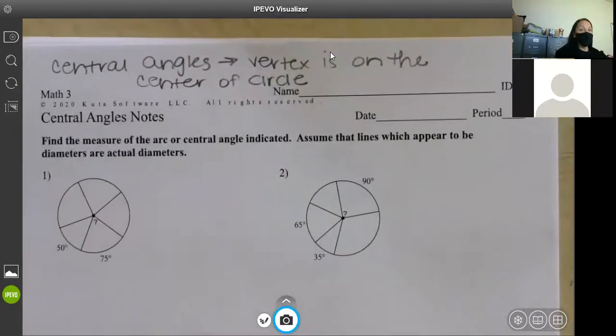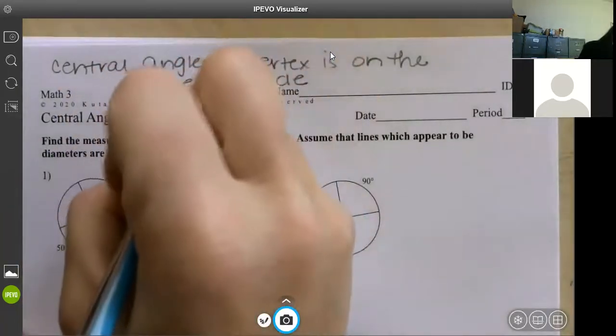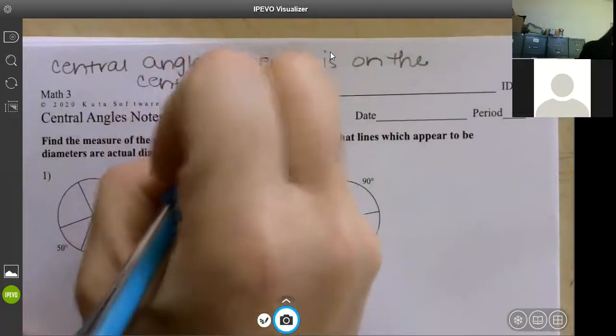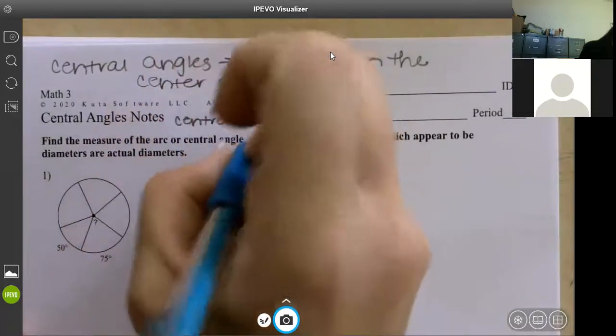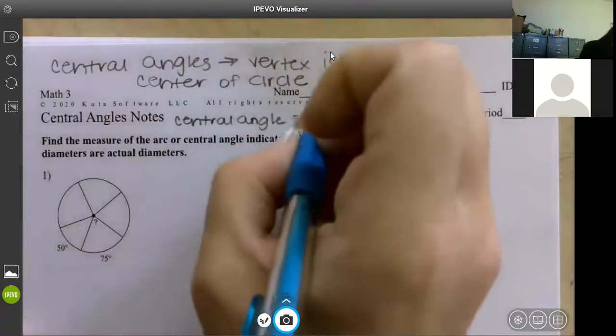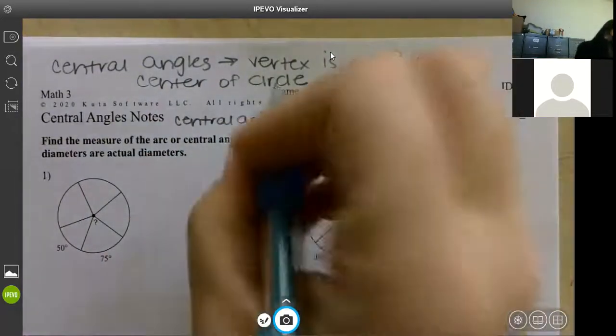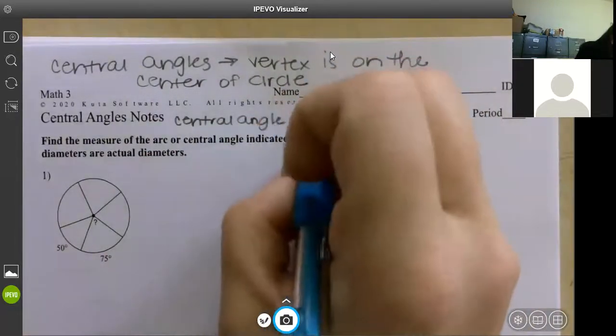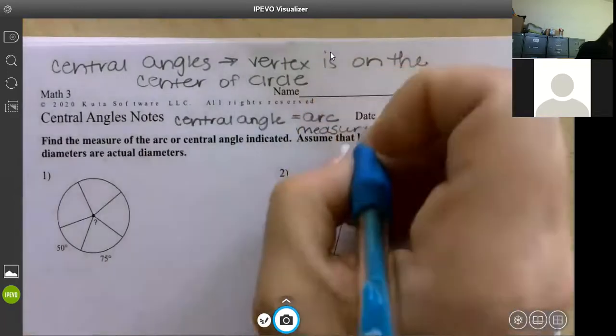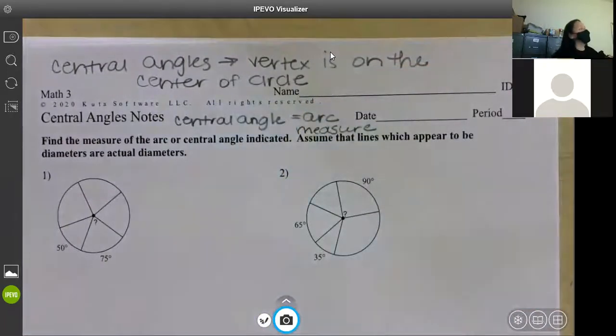All right, so if we look at this, it says find the measure of the arc or central angle indicated. So the next thing I need to tell you is a central angle is the same as the arc. And that is arc measure. We will do arc measure and arc length. Measure is degrees, length is like inches, feet, whatever. Okay.